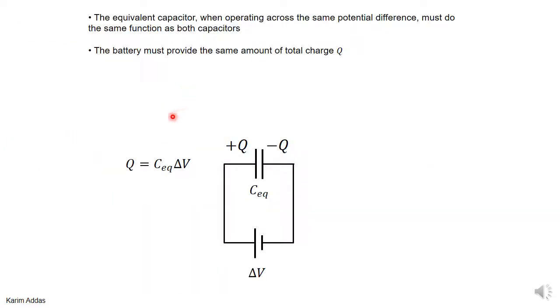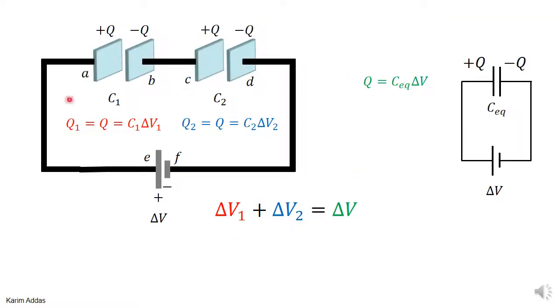So if I want to replace these two capacitors in series and put instead of them one capacitor that does the same job, it means that on the left side the battery supplies an amount of charge big Q and the right side minus big Q. So for this equivalent capacitor, it exists under the same potential difference, so Q is equal to C equivalent delta V. So this is the original circuit, and this is the equivalent circuit, and we showed before that delta V1 plus delta V2 is equal to delta V.